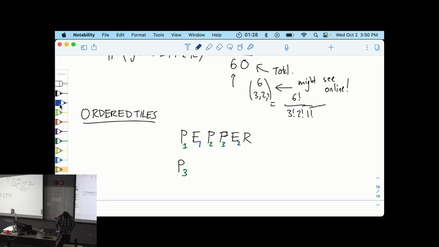P3, E, let's leave the E. So you gotta spell pepper. Now if you think of them as ordered, there are multiple ways to get it. So here's another way you can get pepper. So if you think of the tiles as being distinguishable as ordered tiles, so the order matters, then there's multiple ways to get pepper. And how many ways are there to get pepper? How many?